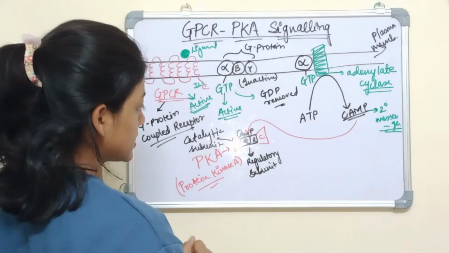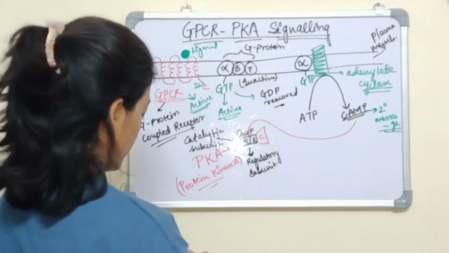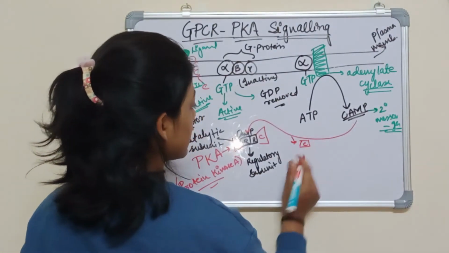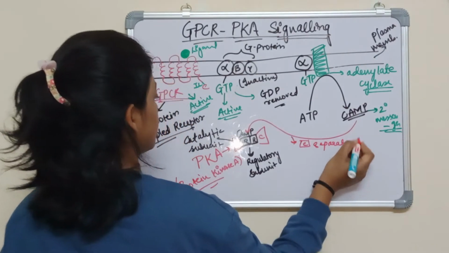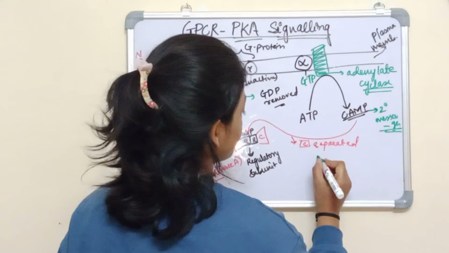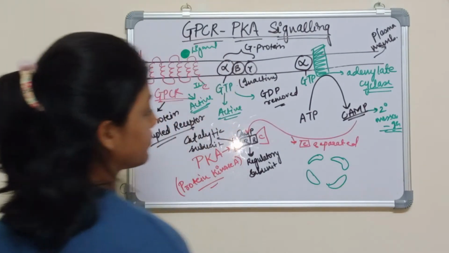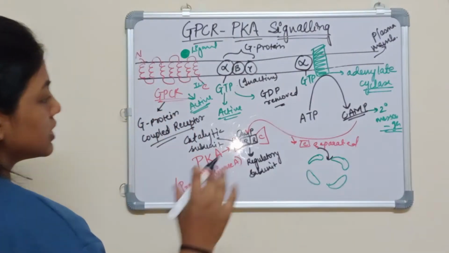Once cAMP binds, what will happen? The catalytic subunit will be dissociated from the regulatory subunit. So the catalytic subunit is separated. Now this is the nucleus of the cell. This catalytic subunit will enter the nucleus.